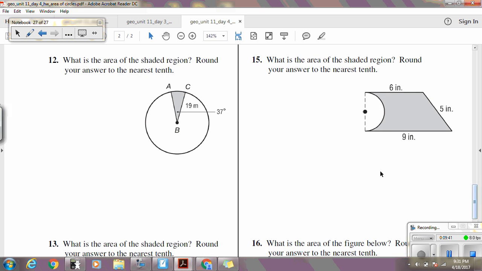For number 15, it would like the area of the shaded region around to the nearest tenths. So what I have here, the bigger picture is a trapezoid. And the smaller picture is half a circle. That's one way of looking at it. So what I would do in this scenario is find the area of the trapezoid and then subtract the area of half of a circle.